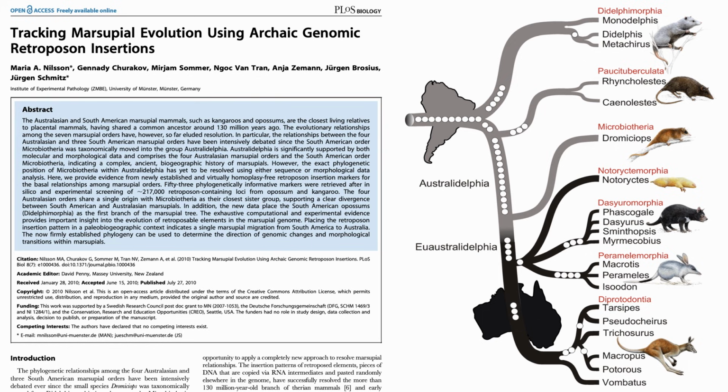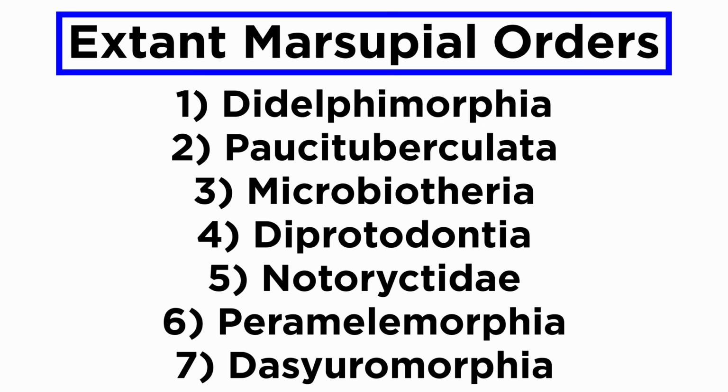Some of this debate has to do with the relationship of the Australian marsupials to one another, while another aspect has to deal with which New World marsupial group is the sister group to the Australian marsupials. For simplicity, we will rely on the cladogram proposed by Nilsson et al. The 7 marsupial orders are Didelphimorphia, Paucituberculata, Microbiotheria, Diprotodontia, Notoryctemorphia, Peramelemorphia, and Dasyuromorphia. Let's examine them in that sequence.